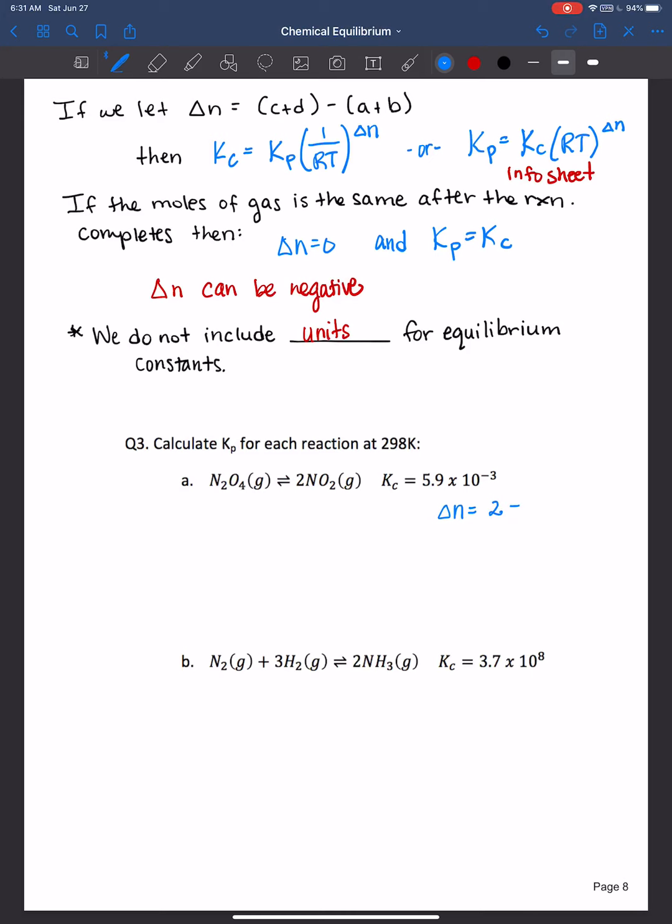The number of moles of reactants is 1. So 2 minus 1 is 1. Remember that I got that from the balanced chemical equation. So the dinitrogen tetraoxide has 1 in front of it. It's not necessarily written in there. All right, so 2 minus 1 is 1. And now we can plug and chug.